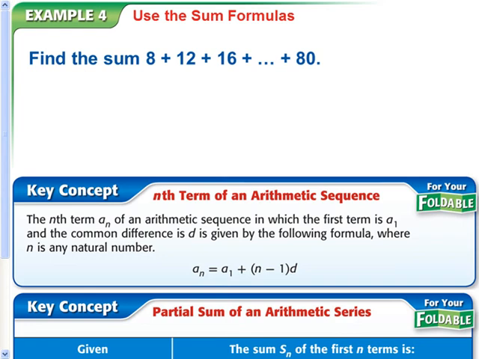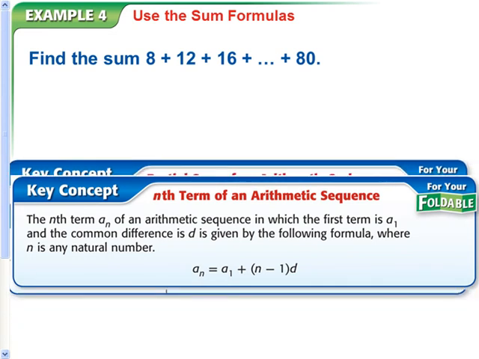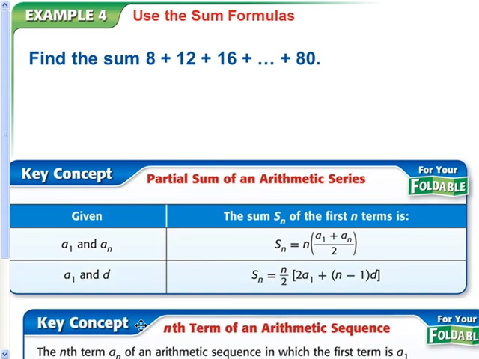Okay, how about if we need to sum up this series? Couple ways that we could do it. We could write out this entire series. The pattern is that we're adding 4 each time until we get up to 80. So that's going to be a long series that I need to write out. What we could do is come up with one of these summation formulas.